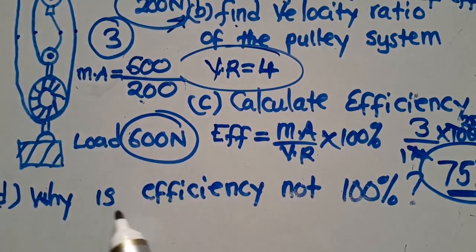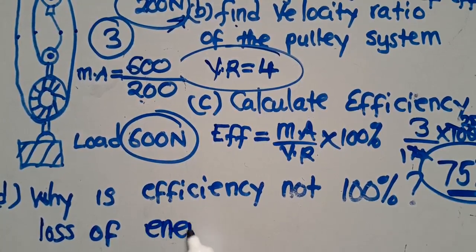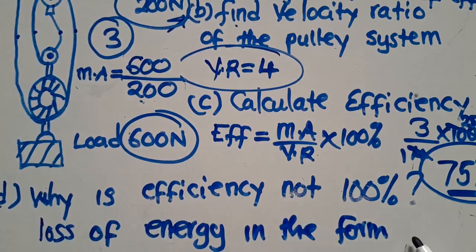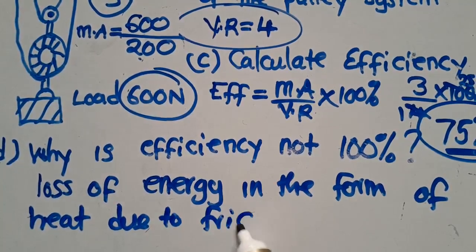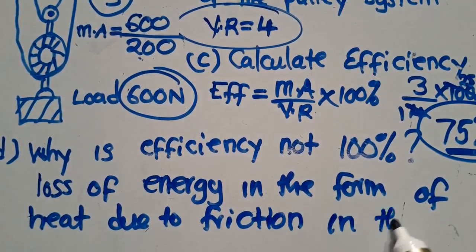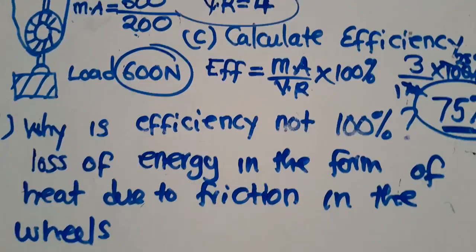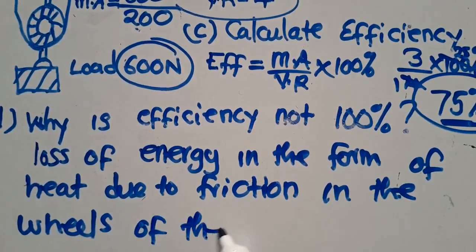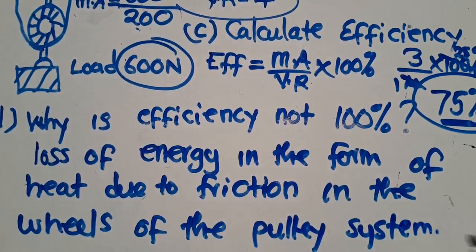So the reason why efficiency is not 100% is because there is loss of energy in the form of heat due to friction in the wheels of the pulley system. This is what you need to know and understand.